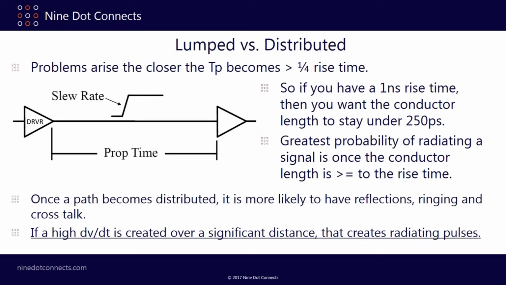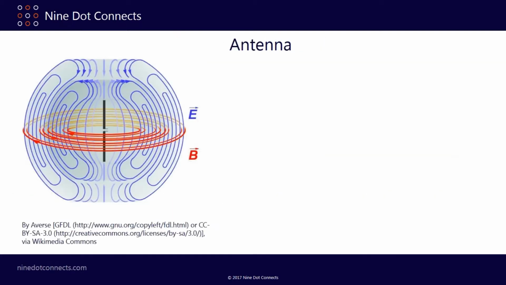Here's the key statement I want you to kind of burn in your brain. If there's a high dV/dt that's created over a significant distance, then that's going to create radiating pulses, guarantee you. Now, if you notice on this diagram, I have a picture of an antenna. When you have a distribution of charges, in other words, a large dV/dt, then one end of the antenna is going to have a very positive nature, and the other end is going to be a very negative nature. That creates this distribution of an electric field radiating like this.